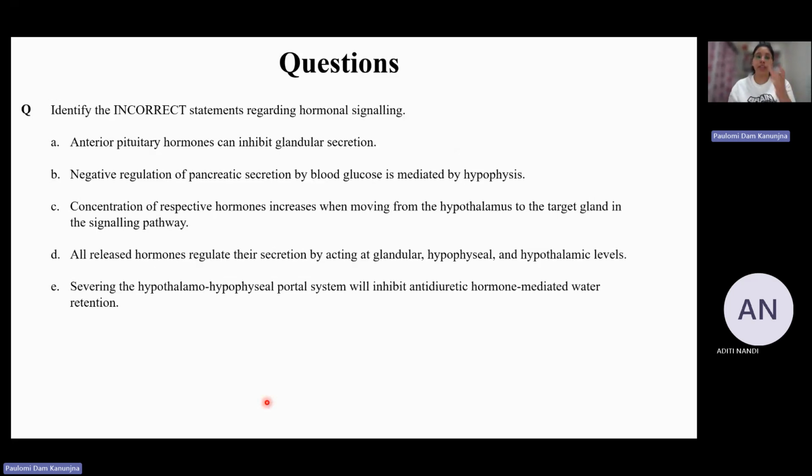Great. Next one. Again, quickly, which one of these is incorrect in relation to hormone signaling?